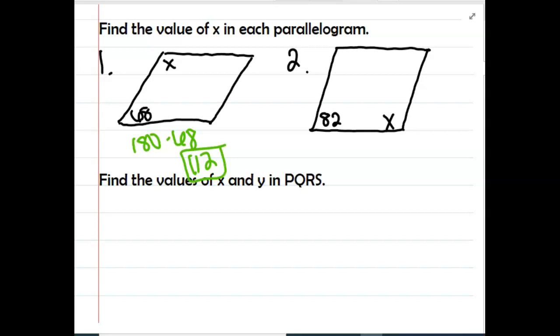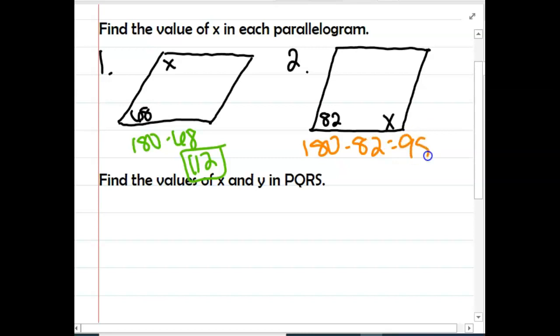Now remember, the consecutive angles don't have to be on the left-hand side. They don't even have to be on the right-hand side. They could be the top or they could be the bottom. They just have to be right next to each other. Okay? So this is the same thing. They are supplementary, which means to find x, I would take 180 minus 82, and I should get 98.